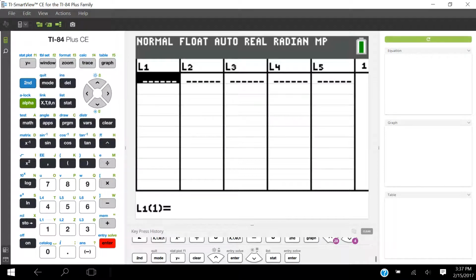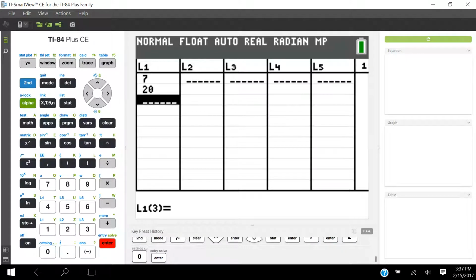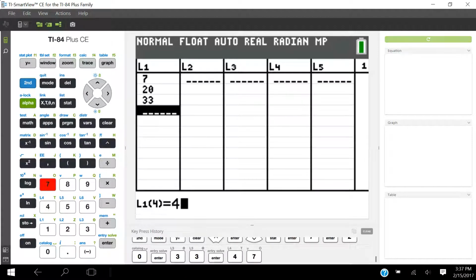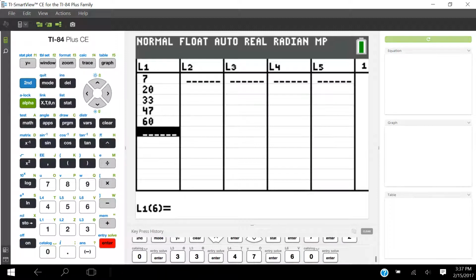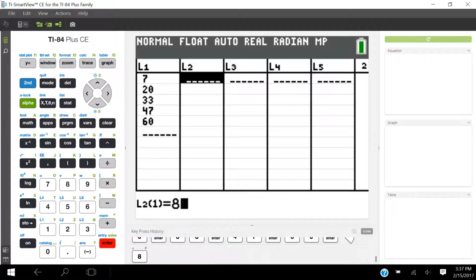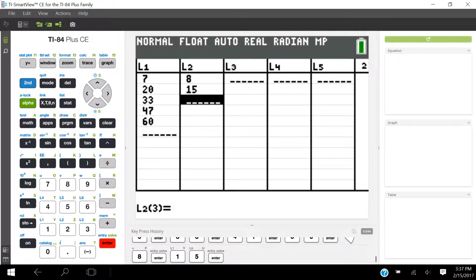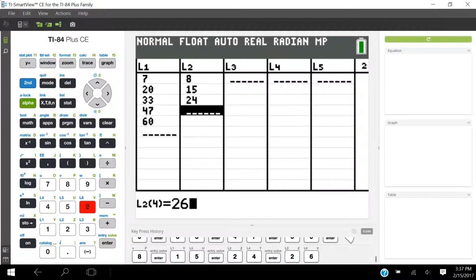So I'm going to put in 7, enter, 20, enter, 33, enter, 47, enter, 60, enter. Then I'm going to go over to L2 and I'm going to put in 8, 15, 24, 26, and 24.